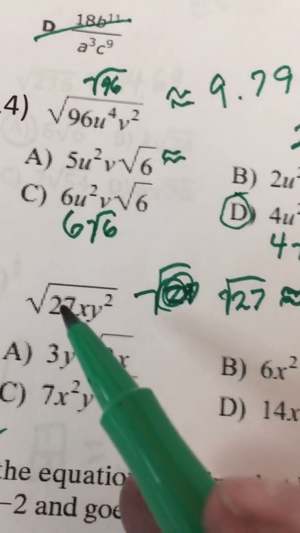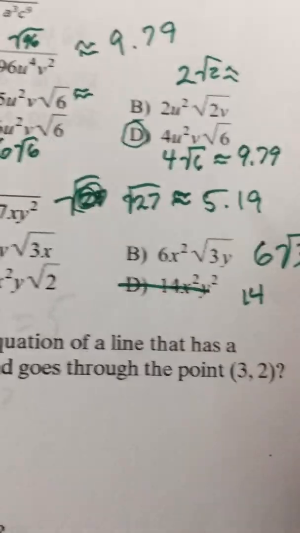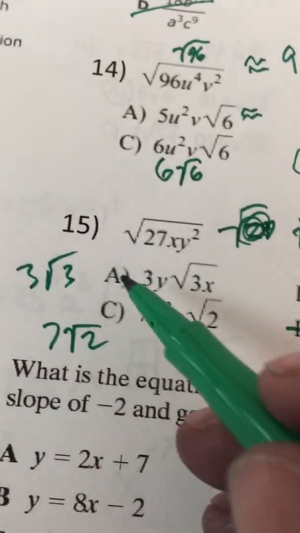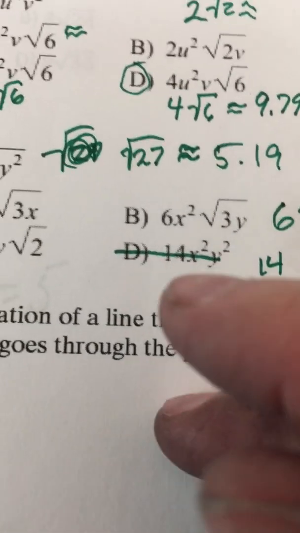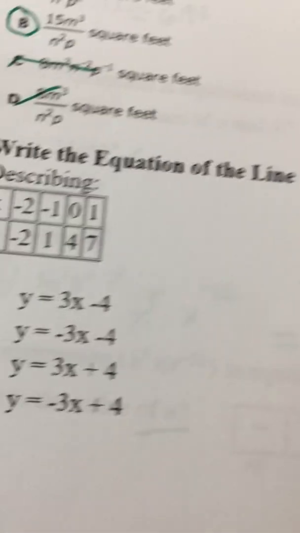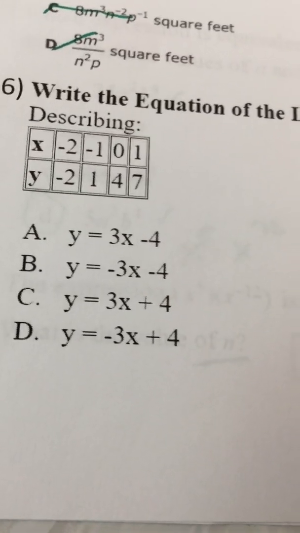So unless 27 is a perfect square, I don't think you're going to get the 14. But anyway, it's not that one. So if you put each of these in the calculator, the one that matches is A. A was also 5.19. So we're just matching up the number parts and not worrying about the x's and the y's right now.